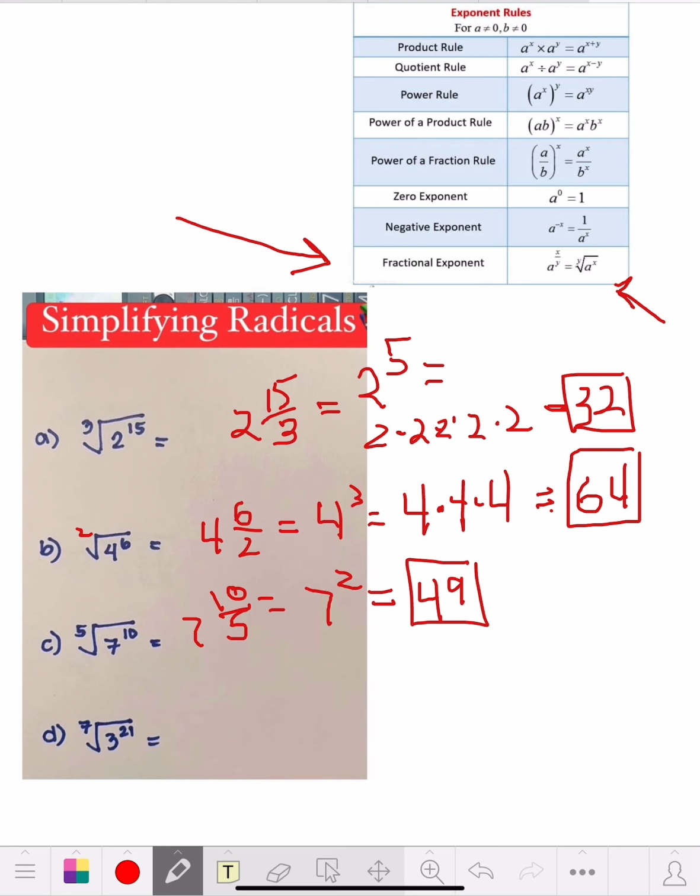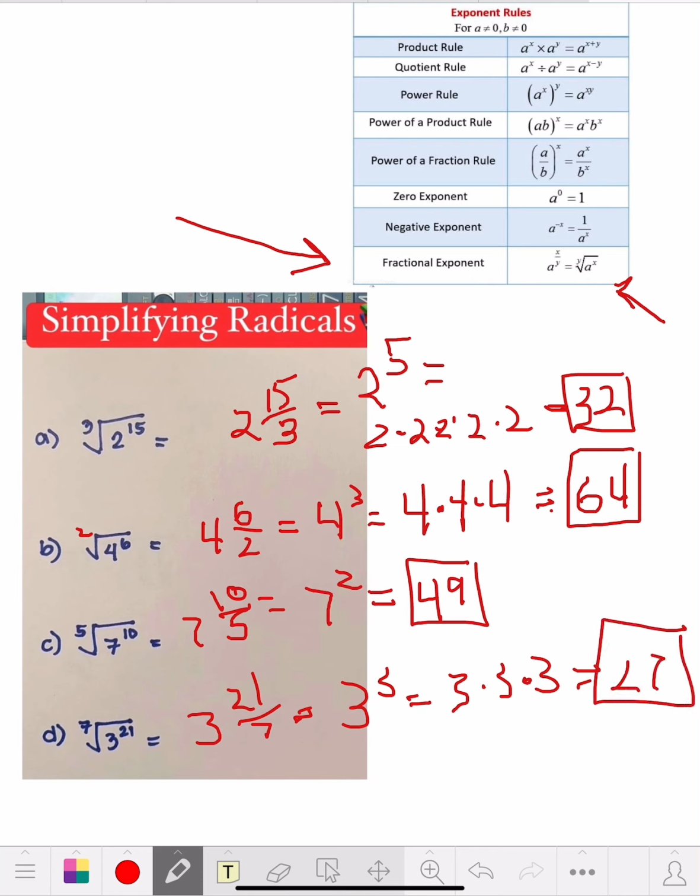Okay, so now let's go to the next one, okay? So in the next one, it's going to break into 3, 21 over 7. Can that be reduced? Sure it can. It's going to break into 3 to the 3rd. And I already know what that is. I'm going to just write this out so you can see it. 3 times 3 times 3. 3 times 3 is 9. Times 3 is 27. Equals 27. And that's the answer. Square this off.